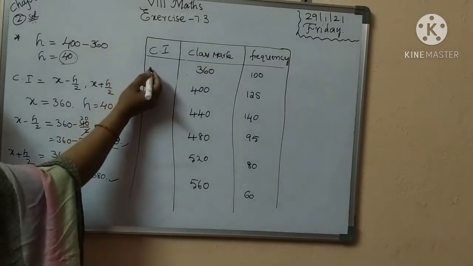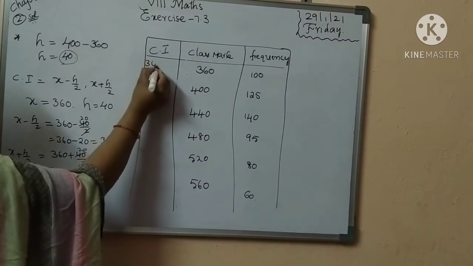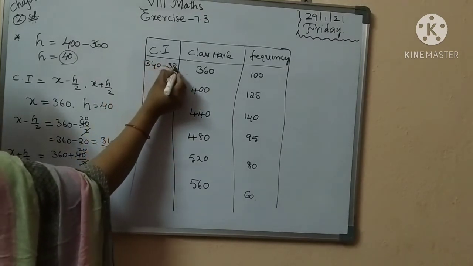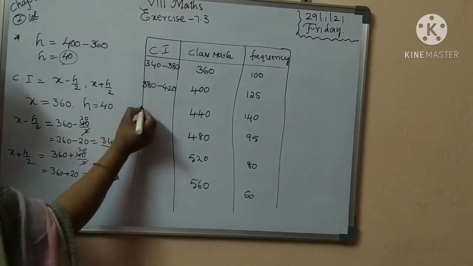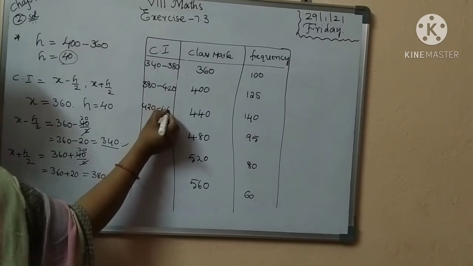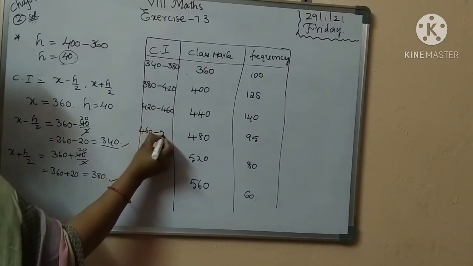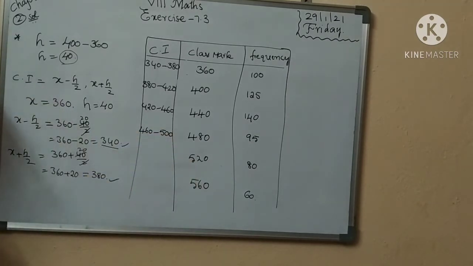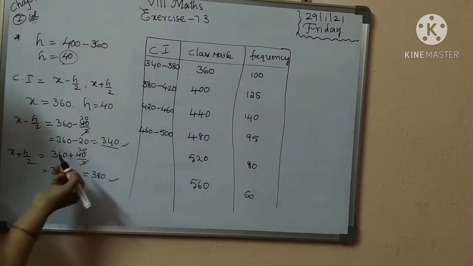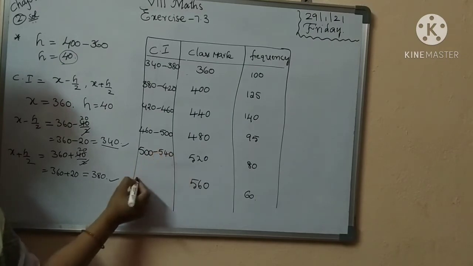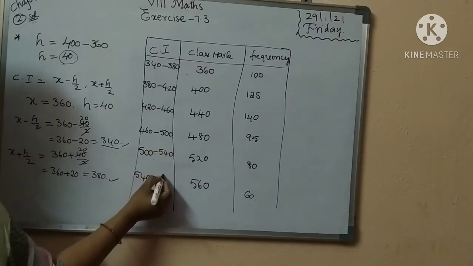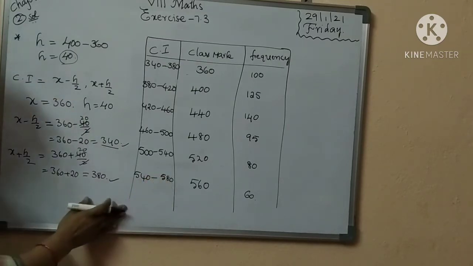Now write the class intervals: 340 to 380, 380 to 420, 420 to 460, 460 to 500, 500 to 540, 540 to 580. We add 40 to each class interval. Observe whether it is correct or not.